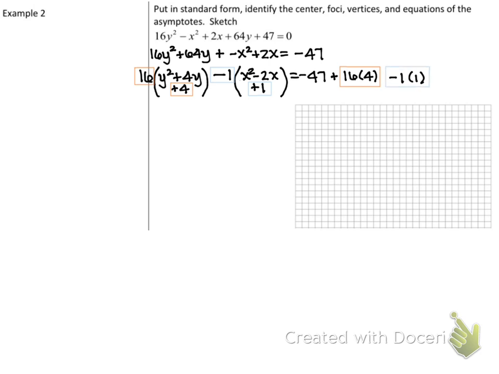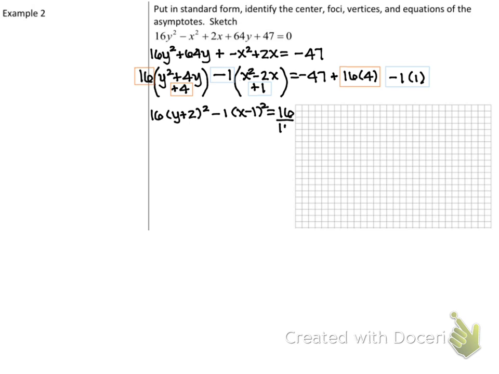Okay, from here, I'm going to go ahead and write this in factored form. It's going to be 16 times (y plus 2) squared minus 1 times (x minus 1) squared. And then if I do the math on the other side, I'm going to get a 16. Okay, still 1 equals 1.